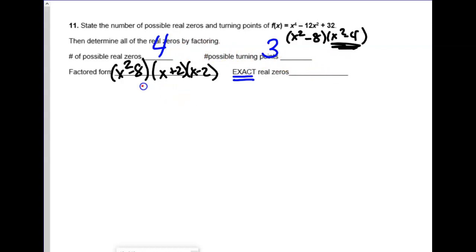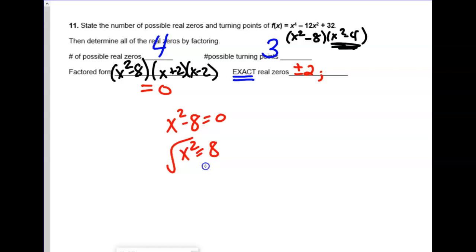So if you think about setting all of these equal to 0, you're going to get positive and negative 2. And then what would happen if you took x squared minus 8 and solved it? Well, you're going to be square rooting 8. And then I expect you guys to reduce that for me. So positive and negative, this is like 4 times 2, right? So 2 square root of 2. So you did list out 1, 2, 3, 4 solutions, which is what I was looking for.